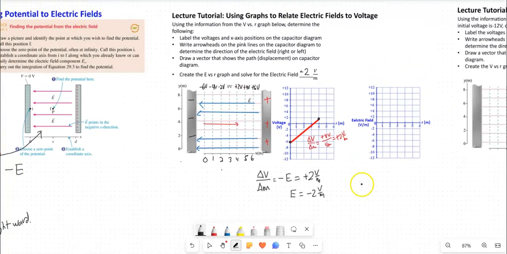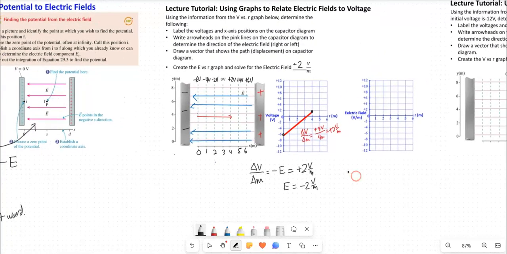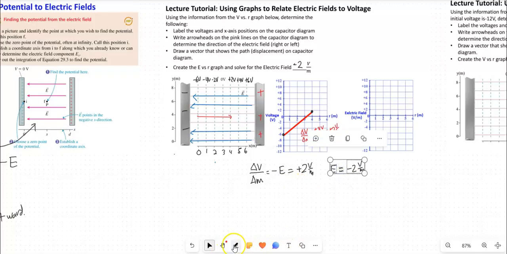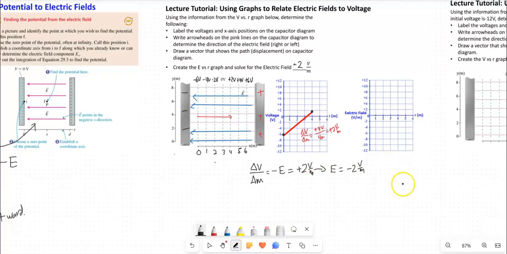Just to get into the details of this, there's another way to do what we just did. Okay. I'll just organize this real quick, and I'm going to show you what I'm talking about.